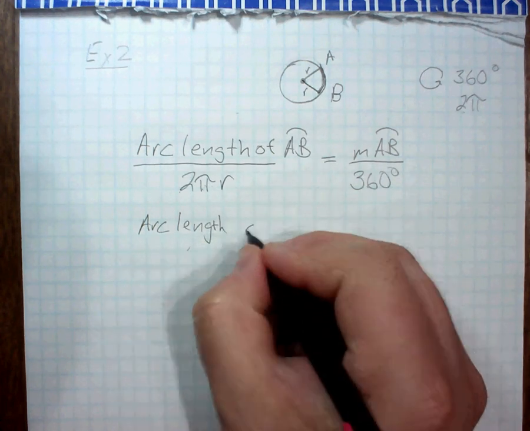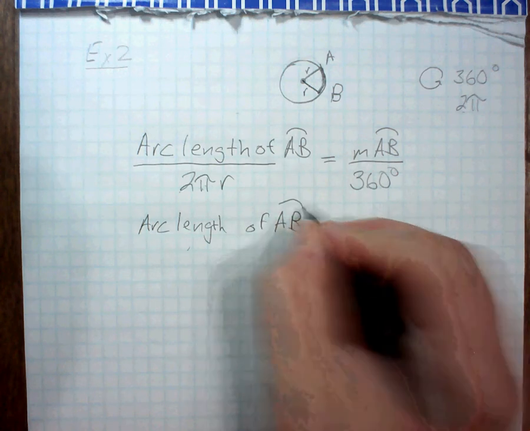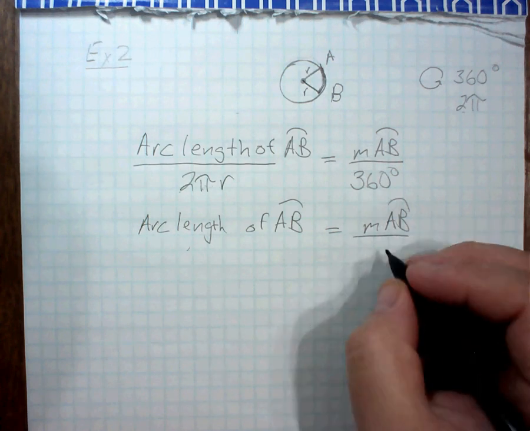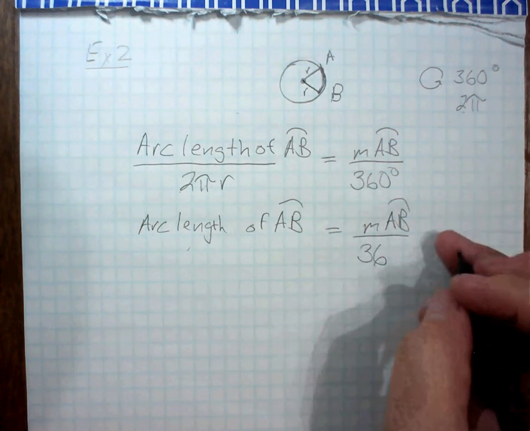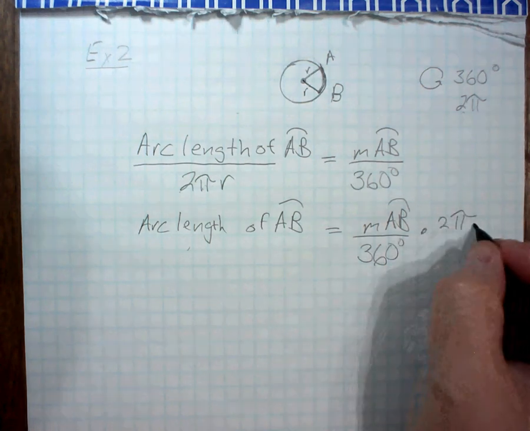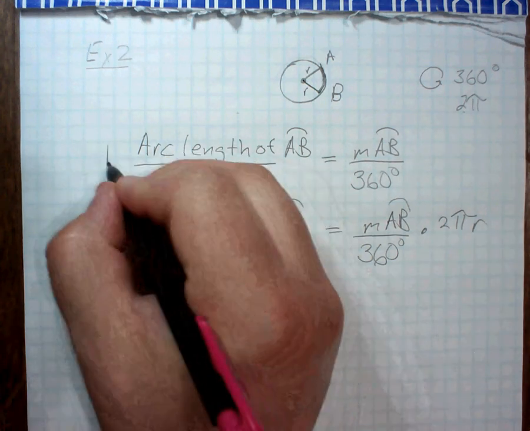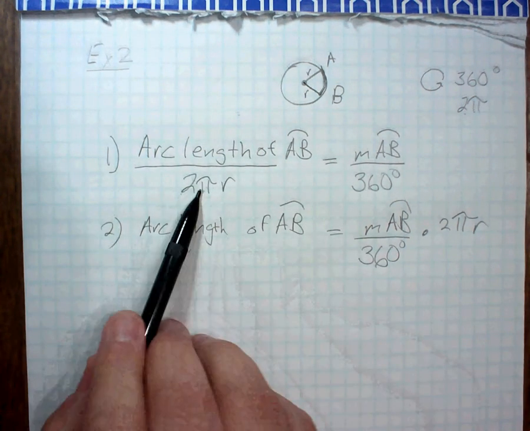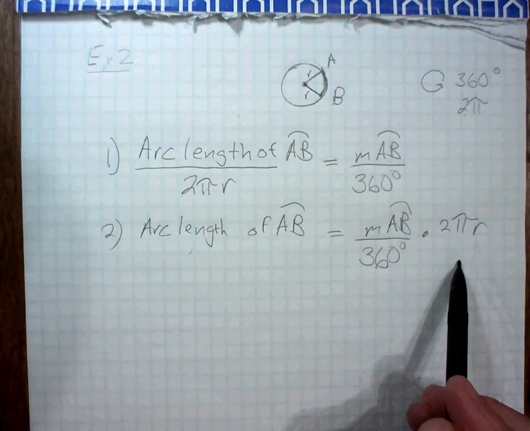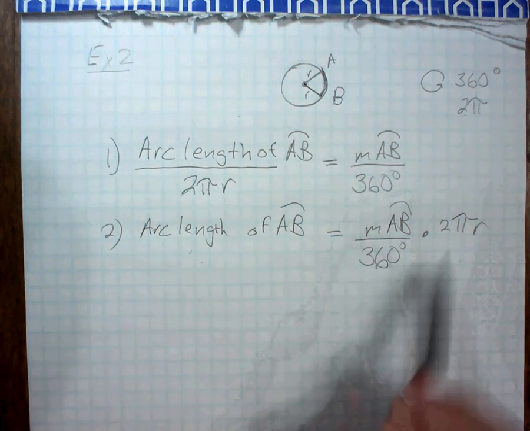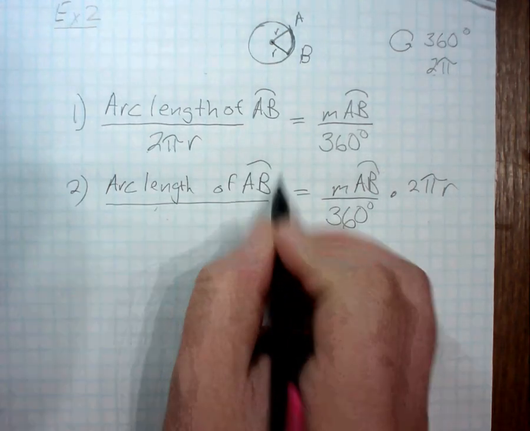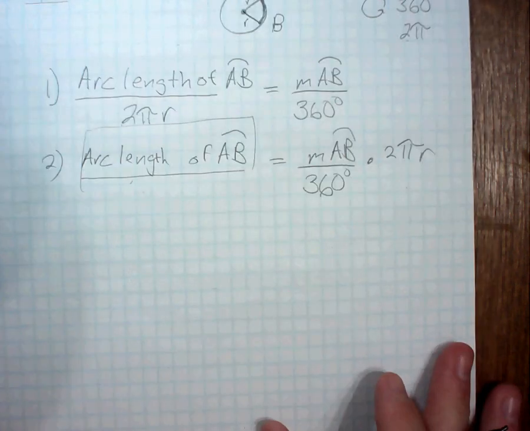So the arc length of AB is equal to the measure of the arc AB over 360 times 2 pi r. So what they did is, the difference between this formula and this formula is this one. If you take this formula and multiply both sides by 2 pi r, it cancels on this side, but then you have the 2 pi r on the other side. And so we use this information to calculate the arc length of AB. Okay? So then let's do some examples.